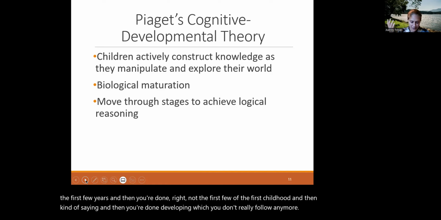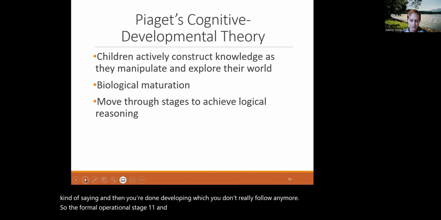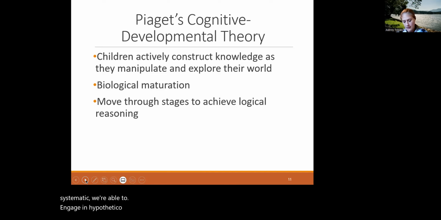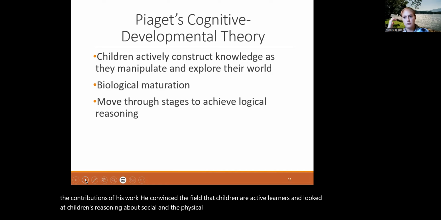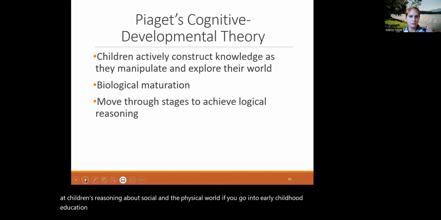So the formal operational stage, 11 and up, this is where our thought becomes more abstract, systematic. We're able to engage in hypothetico-deductive reasoning, and this happens in adolescents and adults, typically. The contributions of his work: he convinced the field that children are active learners and looked at children's reasoning about the social and the physical world. If you go into early childhood education or the field of education in general, you'll definitely hear Piaget's name again.